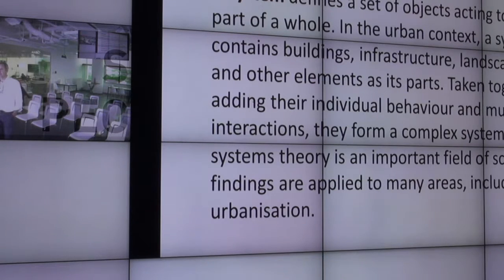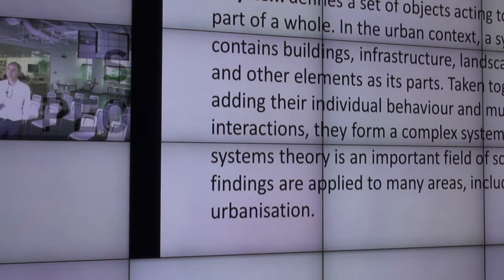The discussion of the definition of system: it is a set of objects acting together as part of a whole. In the urban context, a system contains buildings, infrastructure, landscape, water, and other elements as its parts. Taken together and adding their individual behavior and multiple interactions, they form a complex system. Complex systems theory is an important field of science. Its findings are applied to many areas, including urbanization.